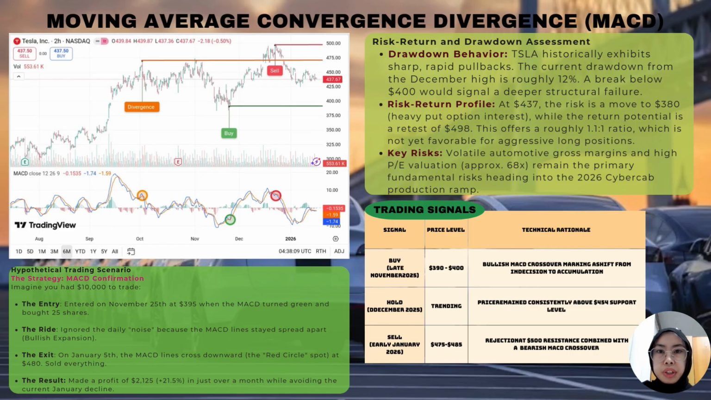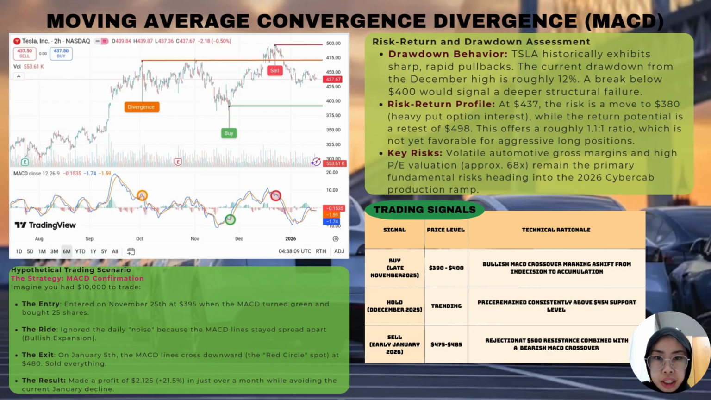Moving on to our risk return and drawdown assessment. Tesla is volatile. It currently has a 12% drawdown from its December high. If it breaks below $400, we could see a major structural failure. So the main risks right now are high valuation and profit margin concerns.